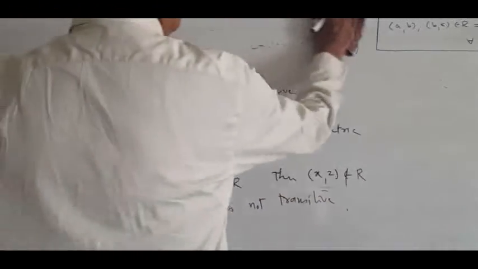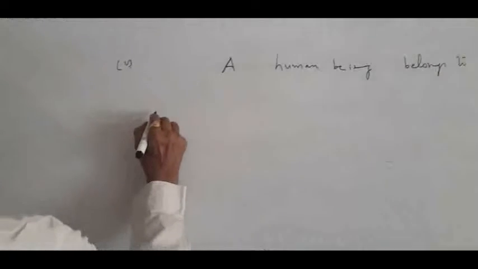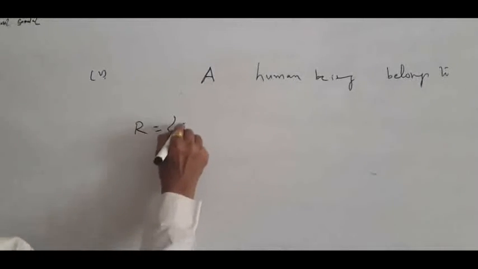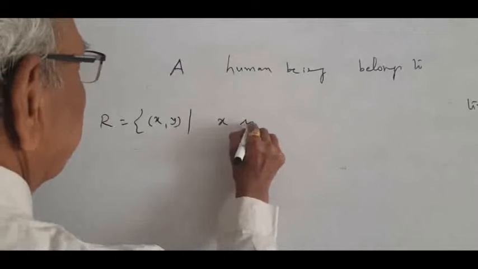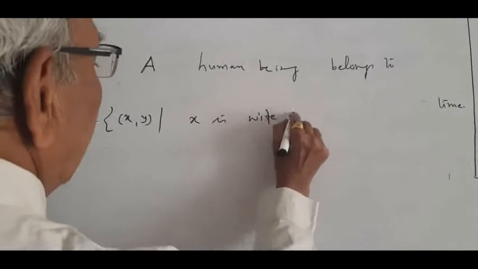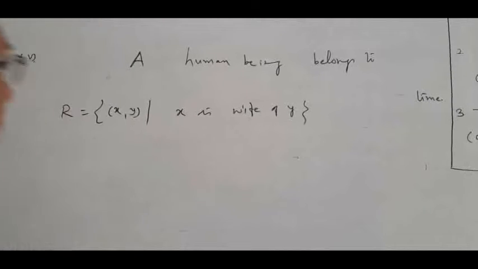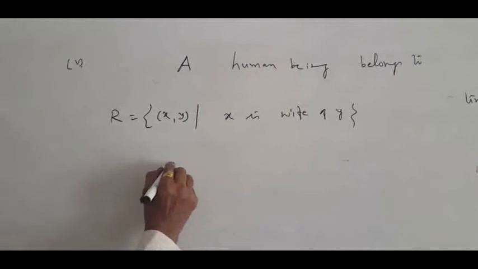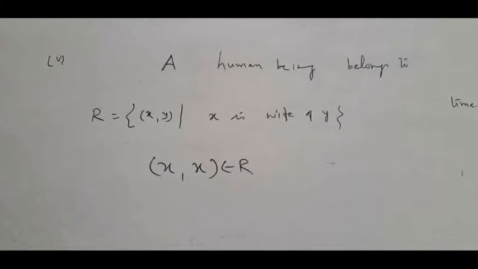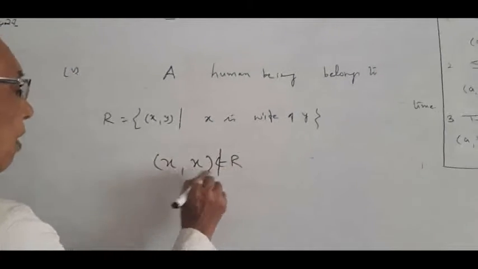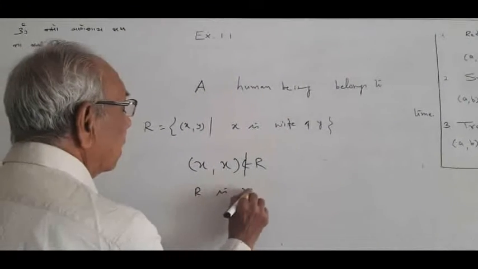Next one is R equal to (x, y), where x is wife of y. Means when (x, y) belongs to R, x is wife of y. Naturally, (x, x) does not belong to R. Why? Because x is not wife of x. Therefore, R is not reflexive.